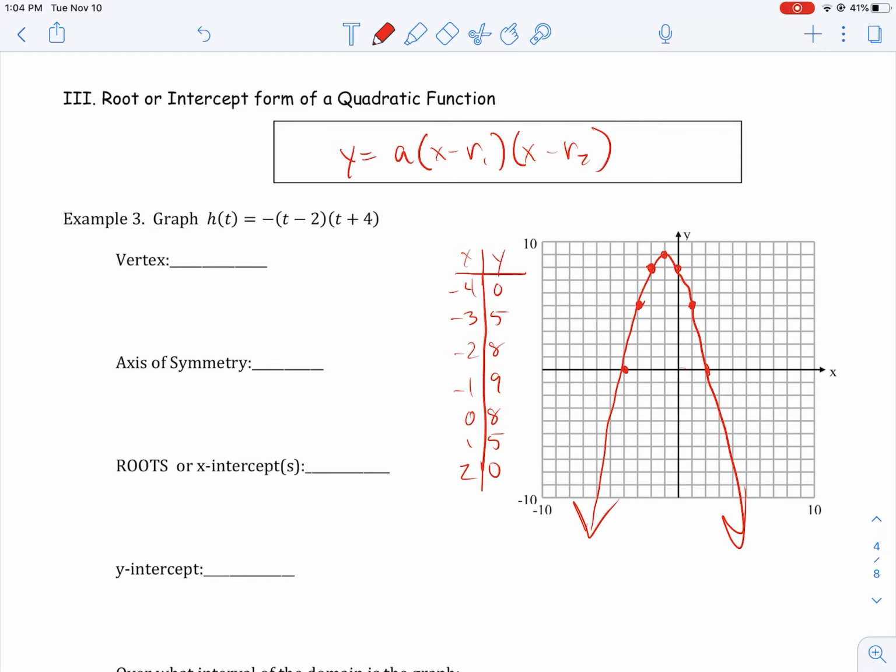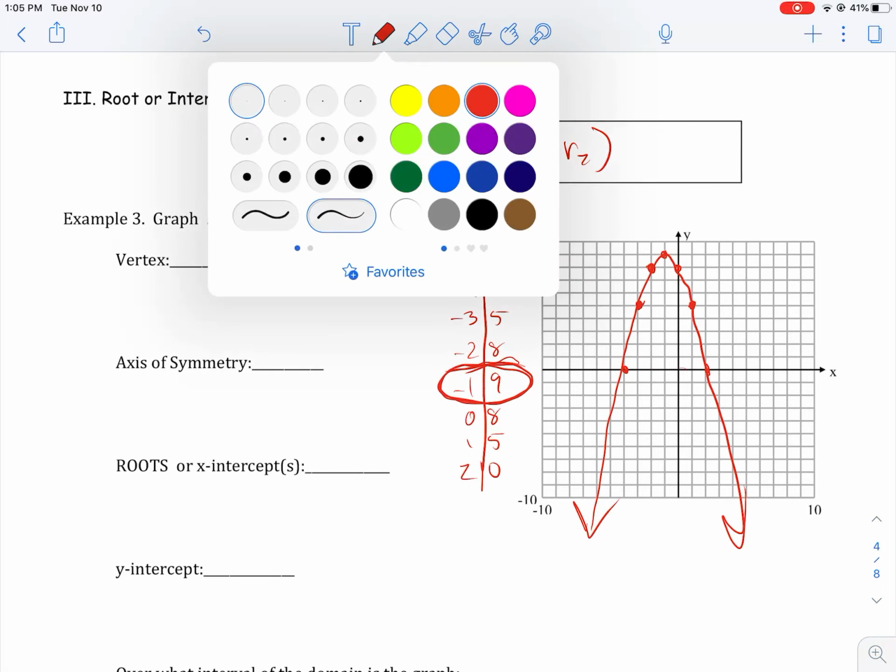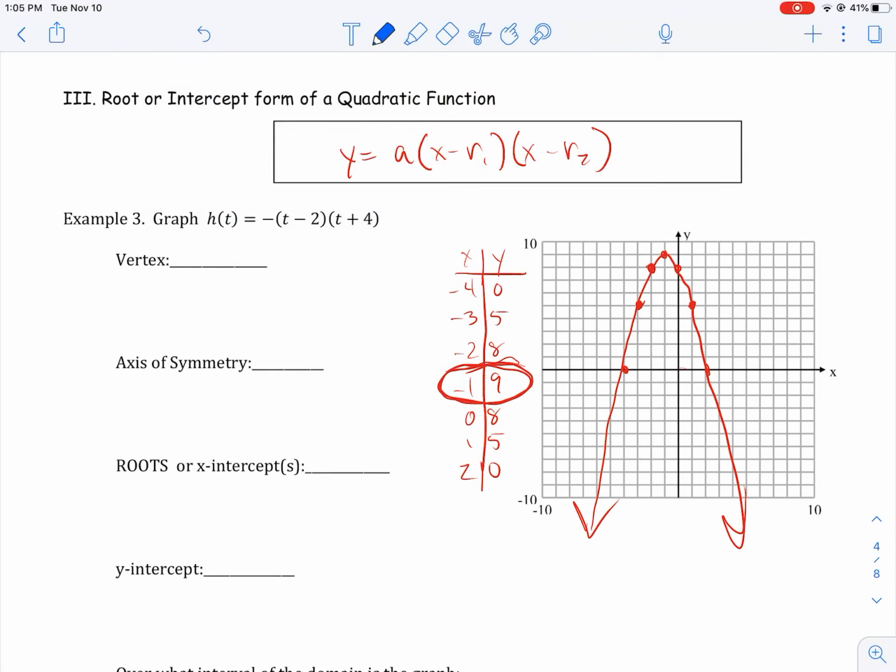Okay, so last part, let's talk about the vertex. Well, our vertex, as you can see, when is our highest point? When is our turning point here? Our turning point happens on this line right here. And what is that line? Well, that is the line x equals -1. So our axis of symmetry is just x equals -1.